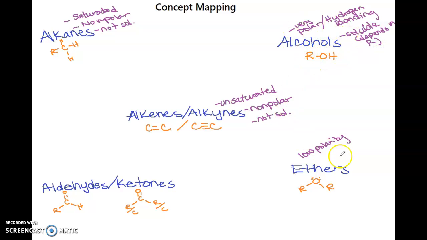So low polarity, but water can hydrogen bond to it. So we'll say low solubility for the smaller ones. So somewhat soluble depending on the R group, low solubility depending on R group. And then here we have, I would say, a little bit more mildly polar. So again, soluble in water as long as that R group is small. So small ones equal soluble.